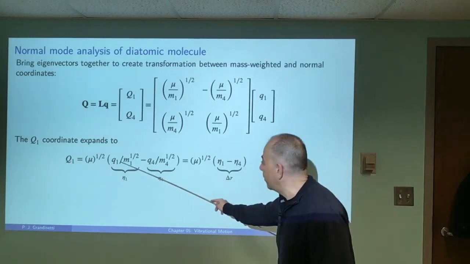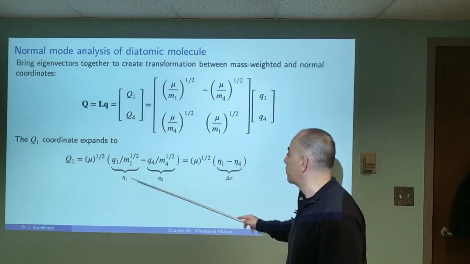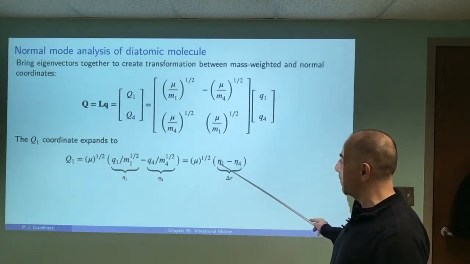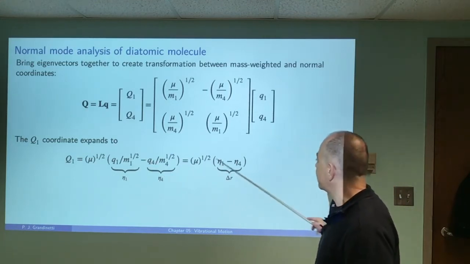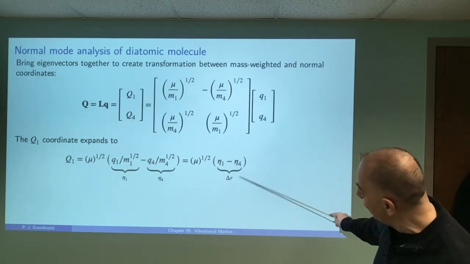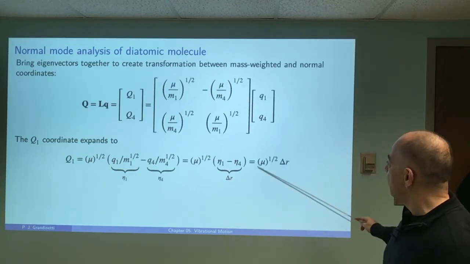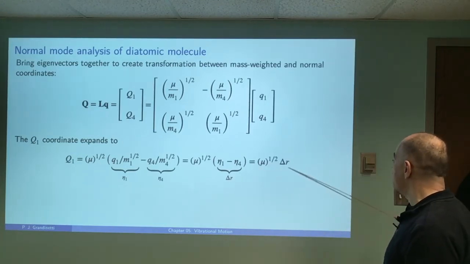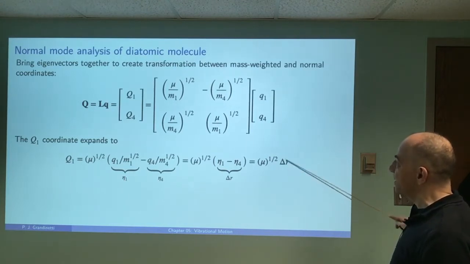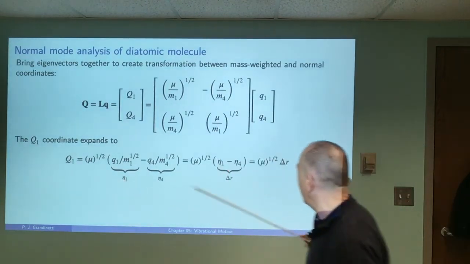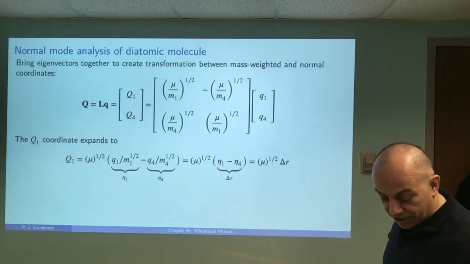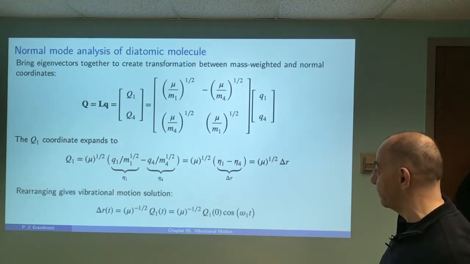And you, of course, remember that this q1 over square root of m1 is just the displacement. So I'll just go ahead and replace these with the displacements. But you also remember that that actually is the distance between the two atoms. And so we have that simplifying to this. So we see that the normal mode Q1 is simply related to the internuclear separation, of course.